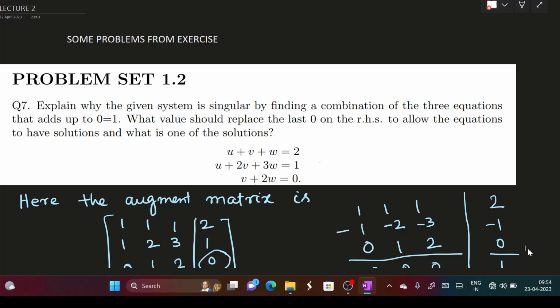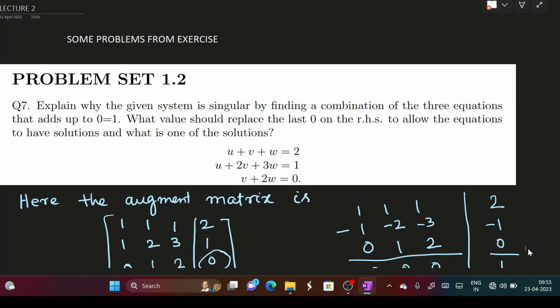Now let us discuss some of the problems. The question is, explain why the given system is singular by finding a combination of the three equations that adds up to 0 equal to 1. The next part of the question is, what value should replace the last 0 on the right hand side to allow the equations to have solutions, and what is one of the solutions? So the first part of the question is why this system of equations is singular.